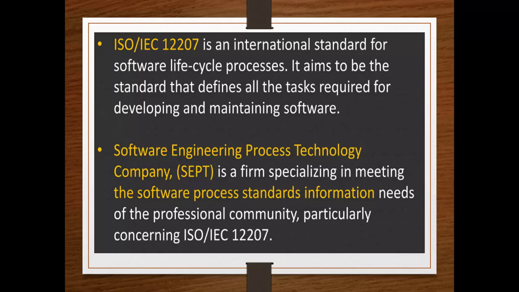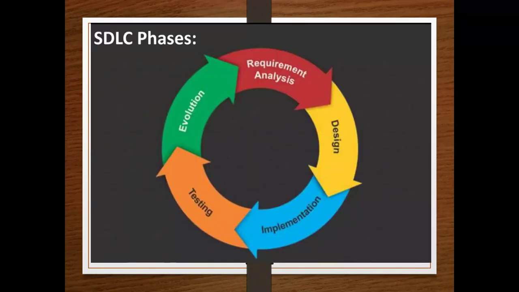Now Software Engineering Process Technology company, that is SEPT, is a firm specializing in meeting the software process standards information needs of the professional community, particularly concerning ISO or IEC 12207. So these are the firms which specialize in software process standards. Now let's go ahead.